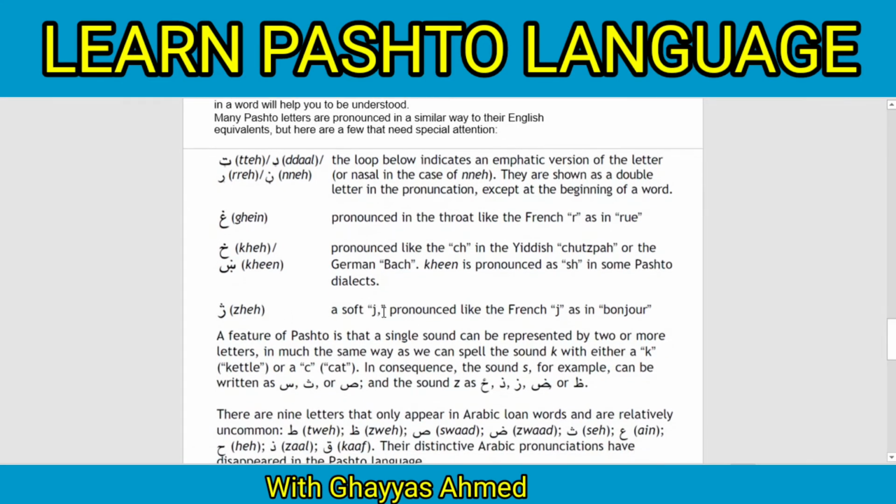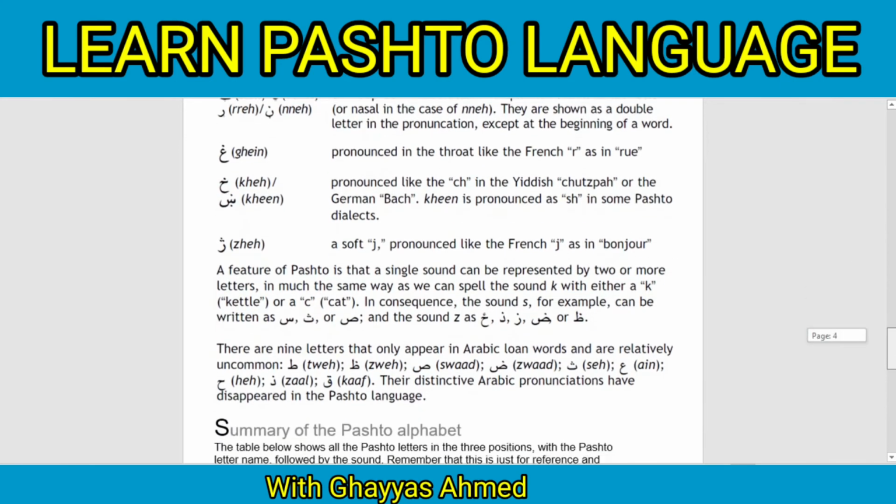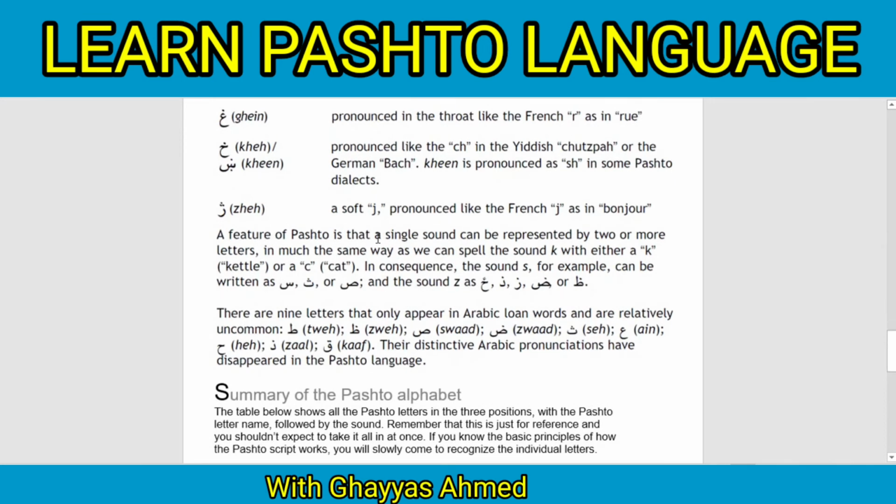Zhe, a soft J, pronounced like the French J in bonjour. A feature of Pashto is that a single sound can be represented by two or more letters, in much the same way as we can spell the sound K with either a K, kettle, or a C, cat. In consequence, the sound S, for example, can be written as Sin, Se, or Sad, and the sound Z as Ze, Zal, Zhe, Zwad, or Zwe.